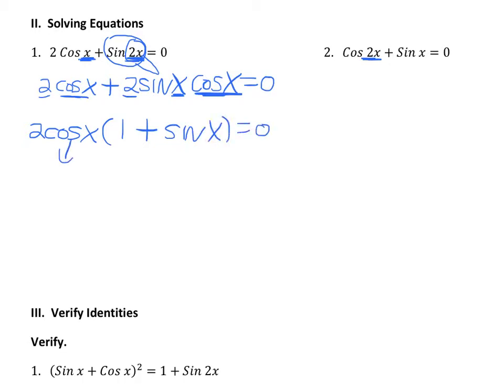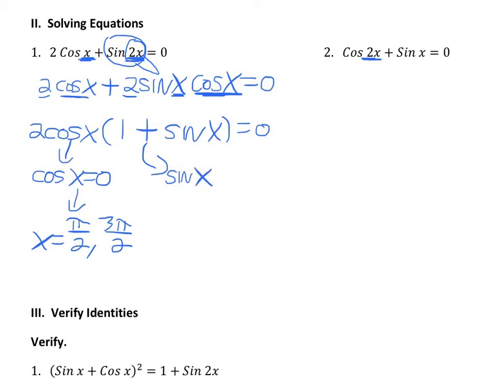And then now we set each factor equal to 0. If 2 cosine of x equals 0, that's the same as just saying cosine of x equals 0. Cosine is 0 where the x is 0 in the unit circle, which is pi over 2 and 3 pi over 2. Okay, the next factor, if 1 plus sine of x equals 0, then that implies that sine of x equals negative 1. Here you only get one angle measure. The y value in the unit circle is at negative 1 at 3 pi over 2. So we just wind up getting these answers, pi over 2 and 3 pi over 2.